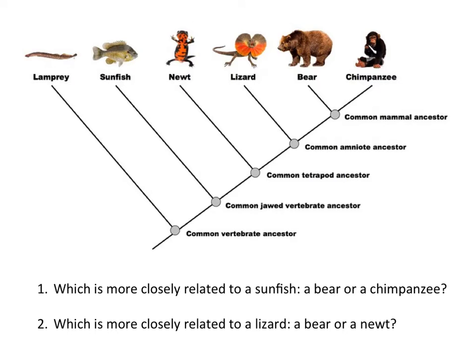So they're sister taxa, they share the same common ancestor. So the evolutionary distance between this individual from which all three of those species were derived back in time, the distance is the same between the sunfish and either of those two species I'm asking about, bears and chimpanzees. Total branch length from tip to tip, sunfish to bear or sunfish to chimpanzee, is the same. So they're equally related.